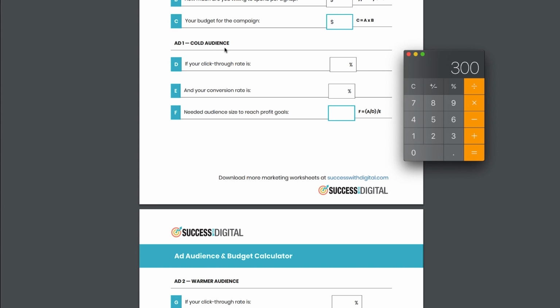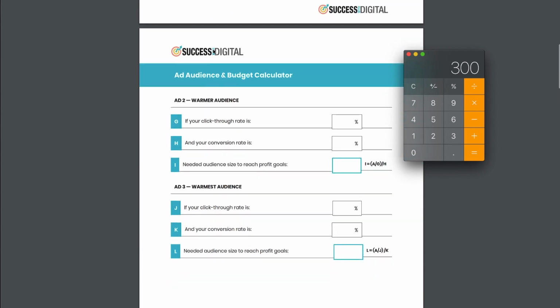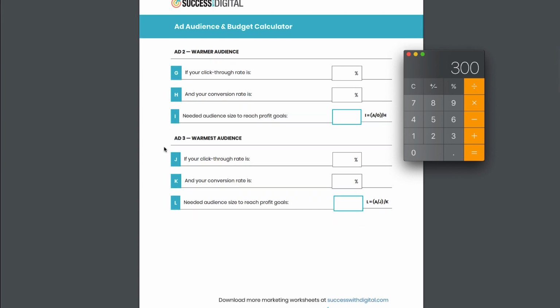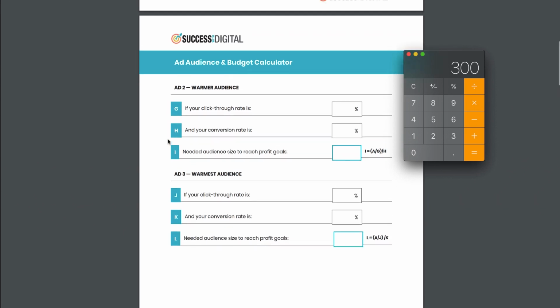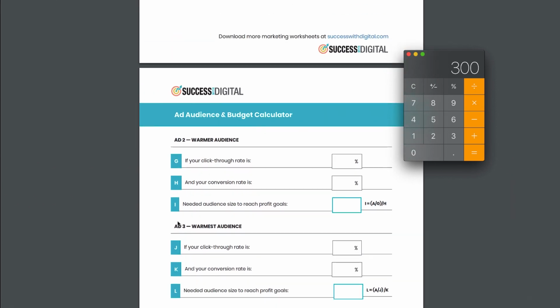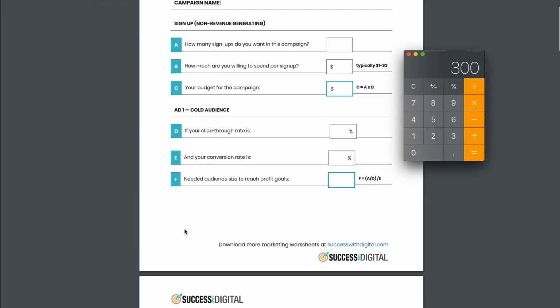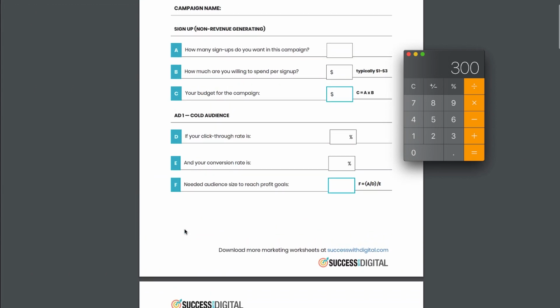All right, so there's a spot here for 3 different ads, and this is based on your traffic temperature. So there's ad 1, which is cold audience, ad 2, which is warmer audience. So this could be like custom audiences, people that have visited your website or watched your videos on social media. And then the third one is the warmest audience, and this is typically people that have purchased from you in the past, that are clients, that kind of thing. So you can run 3 ads in your campaign. You can choose it's just for cold audiences. That part's up to you, but they're all filled out the same way.